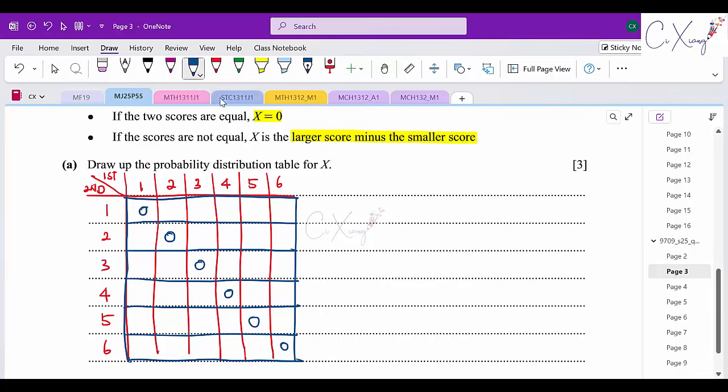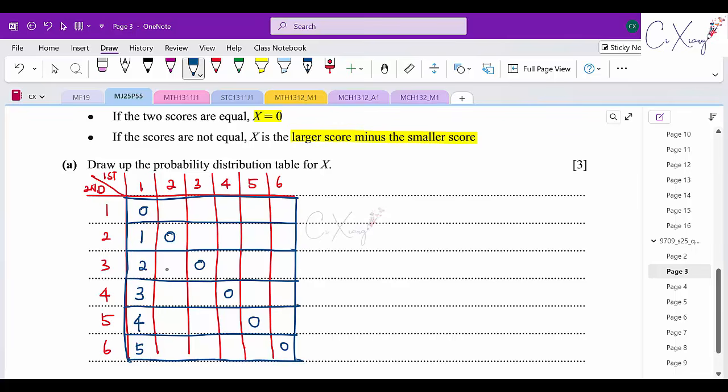Okay, then for this particular cell, the scores are not equal, right? So what is the score for x? You will take the larger score minus the smaller score. Therefore, for this cell, it will be 2 minus 1, which is 1. Then for the next cell, it will be 3 minus 1, which is 2. 4 minus 1 is 3. 5 minus 1 is 4. 6 minus 1 is 5. So this is how I fill in all the possible outcomes for the experiment that we carry out here.